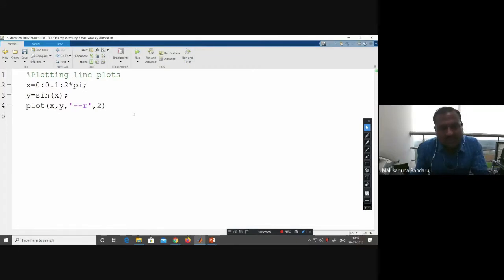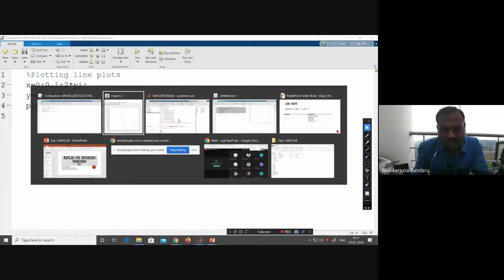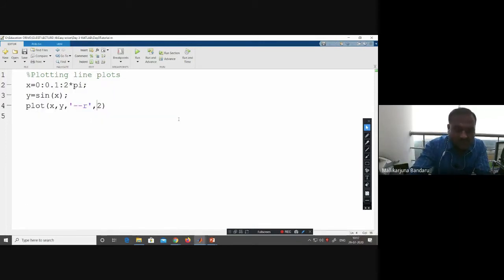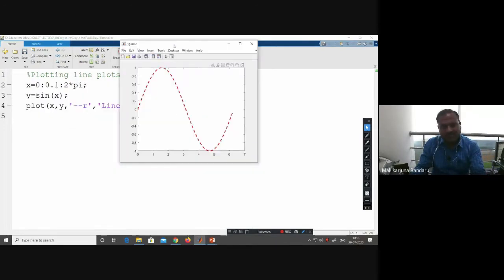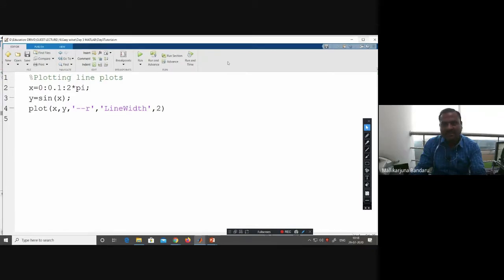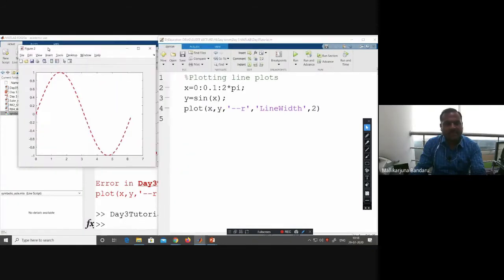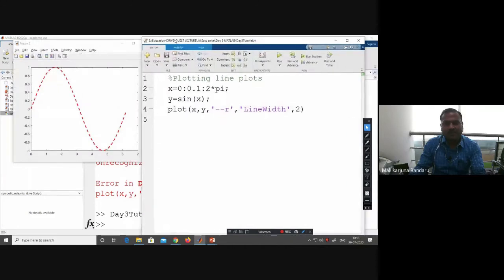Then next, we should write line width, the curve line width. Suppose that 2. See what it is. Is it increasing the thickness? Right. So both will appear immediately.